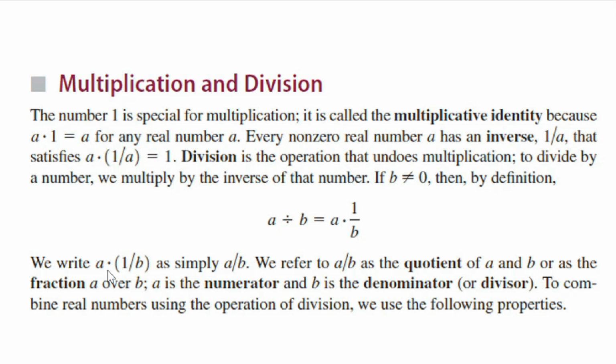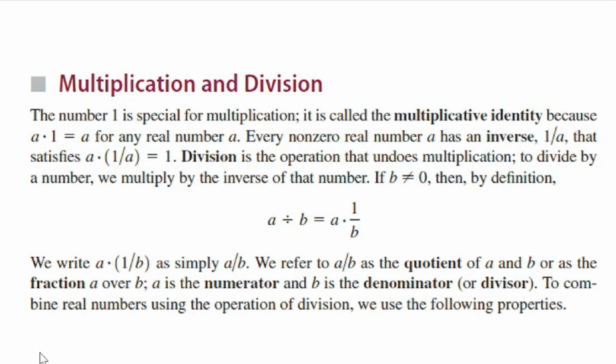When we write a times 1 over b, it is simply a over b, because a times 1 is equal to a, so over b. So we copy only the denominator of b since we are just multiplying a whole number and a fraction. So we refer now to a over b as the quotient of a and b, or as the fraction a over b. A here is the numerator and b is the denominator. And that denominator is what we call the divisor.